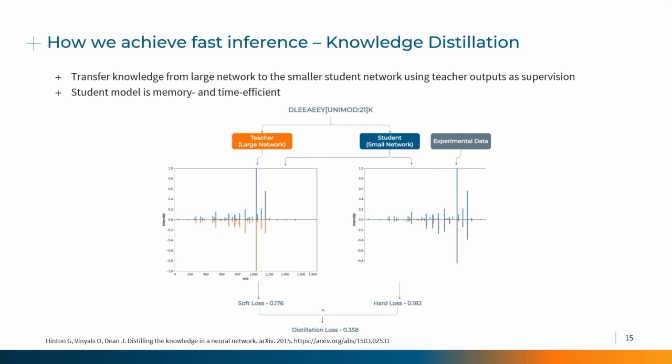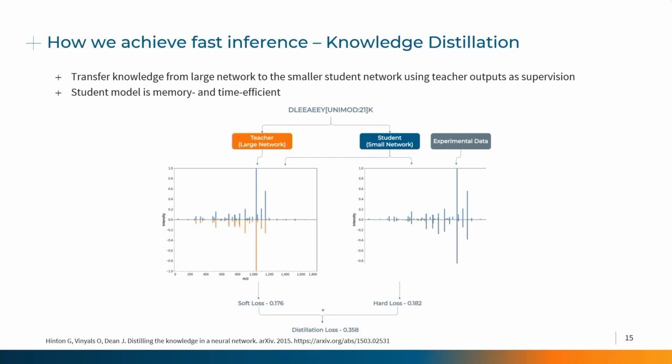How is this possible? The student actually has two tasks. The first task is to predict fragment intensities as close as possible to experimental data, and this is defined as the hard loss. But it also has a task to mimic the predictions of the teacher model. We define that as the soft loss, and this is a comparison of the teacher prediction versus the student prediction. Summing these two up, we get a distillation loss, which is the objective function to train our student network.